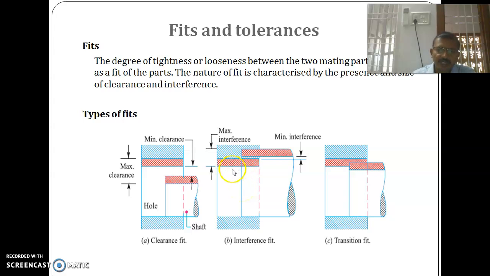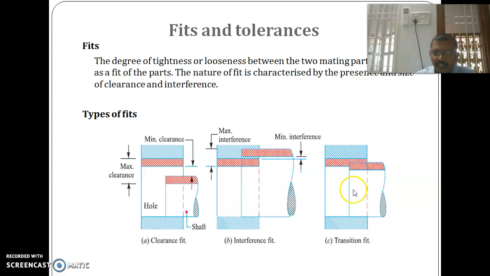So this is the minimum interference. The maximum hole minus the minimum shaft is the minimum interference, but the interference will be between this limit and that limit. So this is the maximum interference. Maximum interference is equal to the minimum hole minus the maximum shaft. The difference between the two is the interference.